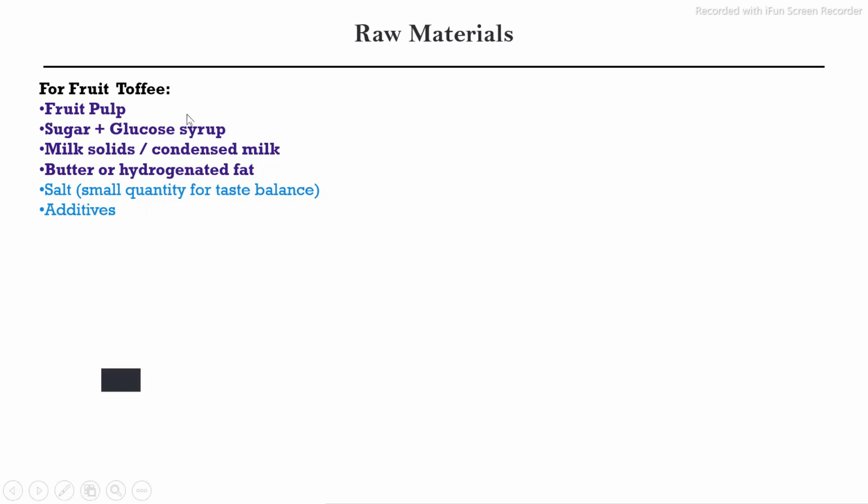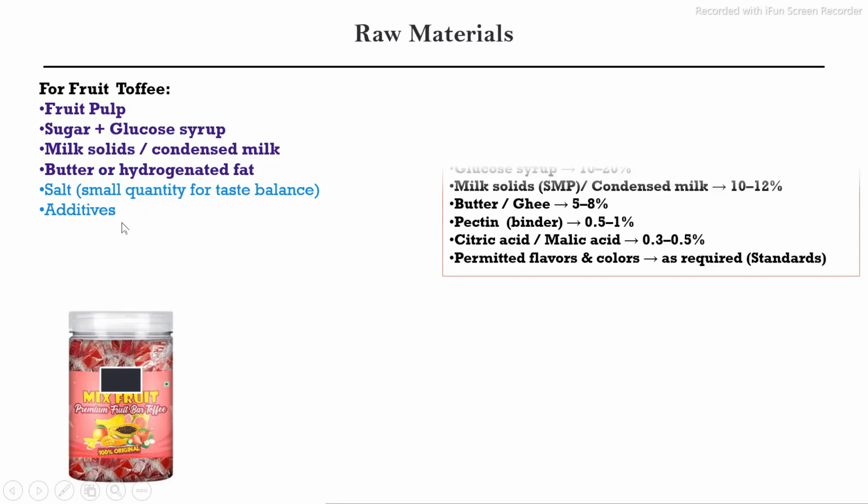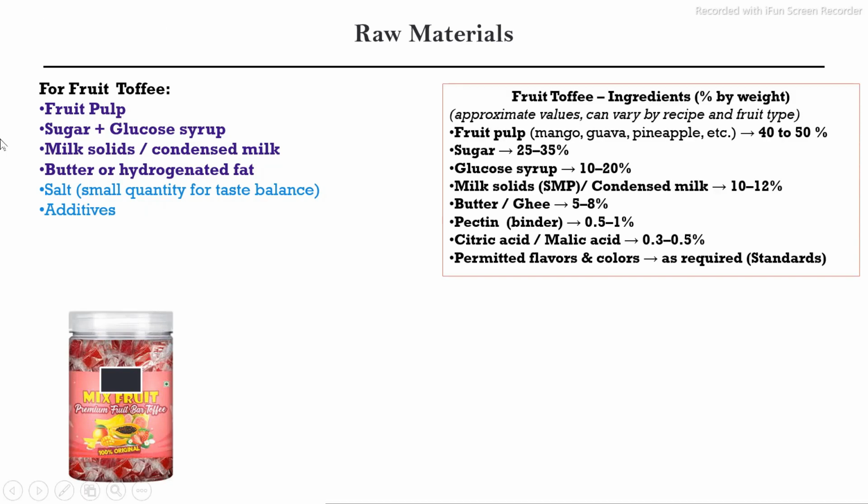Different types of toffees are available in the market. In fruit based toffee, the fruit pulp may be single, blended, or a combination of different fruit pulps, and we can prepare different types of fruit toffees. The main ingredient is first the fruit pulp, then the sugar plus liquid glucose, then milk solids, then butter and oil, salt, and the remaining additives. We can use different combinations and prepare different types of toffees.